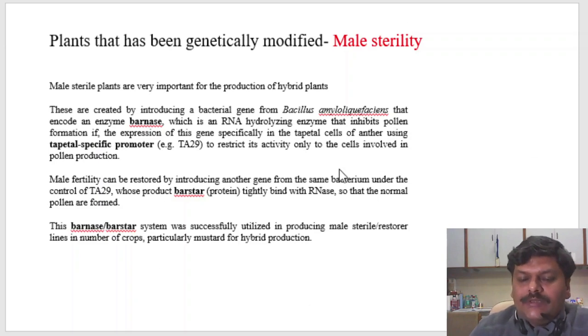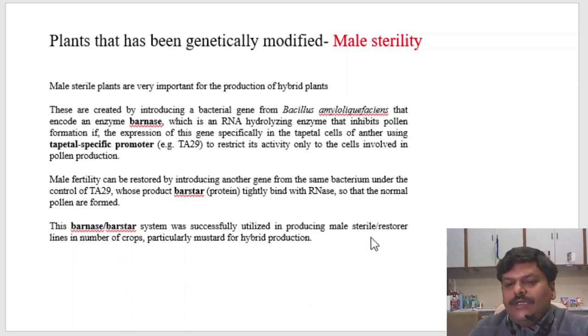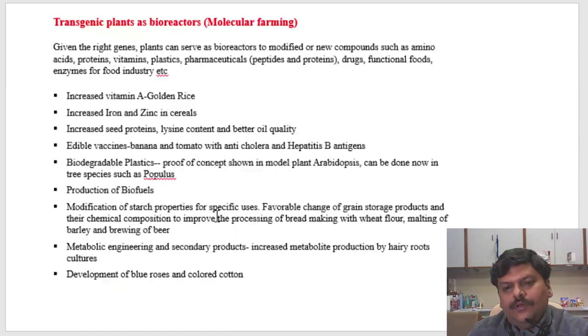This Barnase-Barstar system for male sterility has successfully been used for many crops. One of the most popular examples is Brassica, the oil crop mustard. And then there are other uses also, such as transgenic plants as bioreactors. I have already discussed the golden rice example.